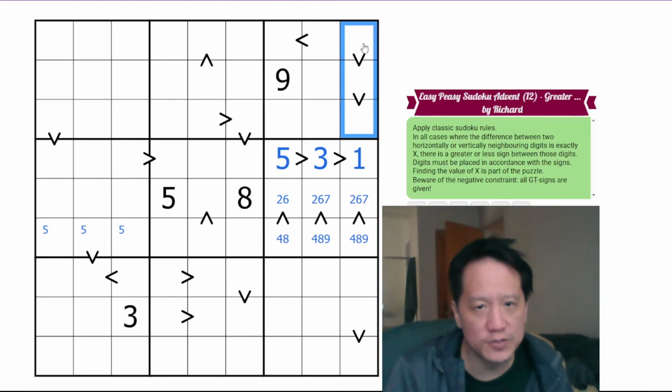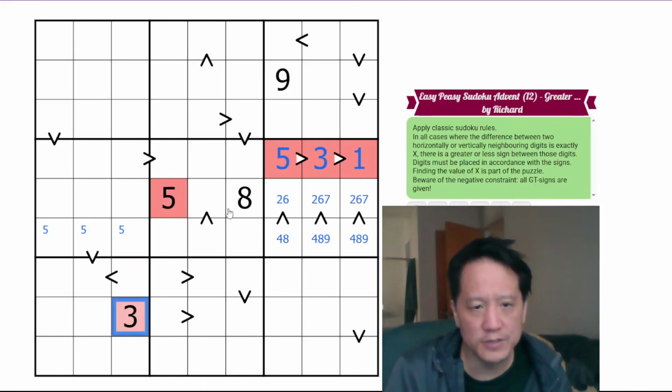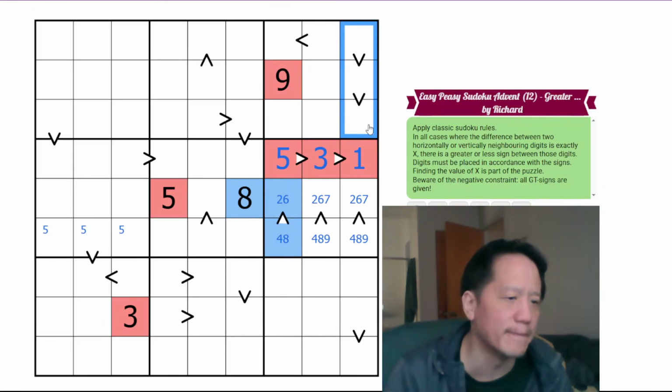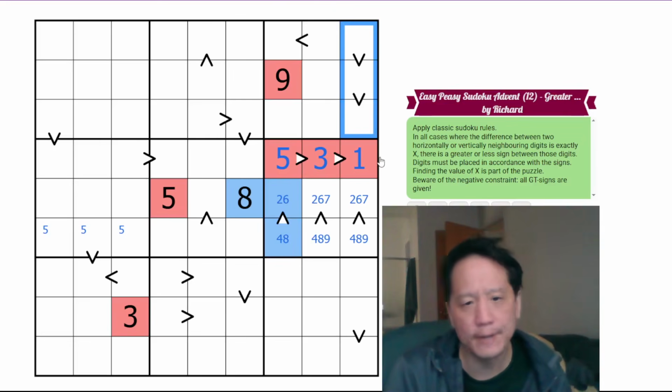So this is a difference of... So this is odd. So these are odd. This is odd. This is odd. So this is important because we know that every sign that's next to a less than or greater than sign must be the same, how do you say it? The same parity. Okay.